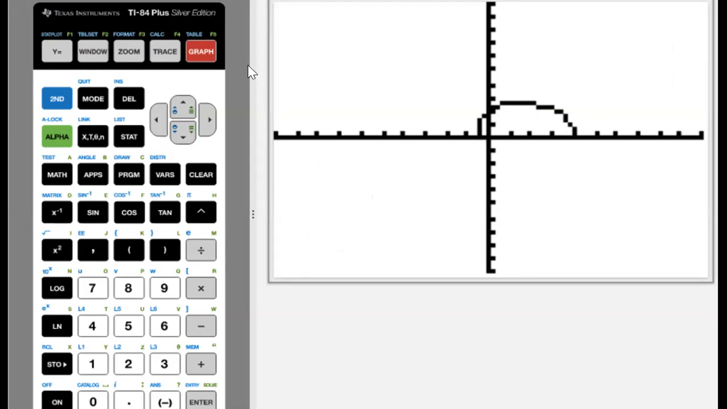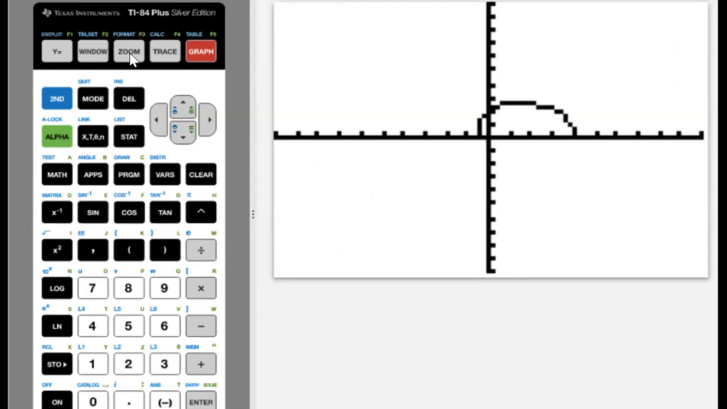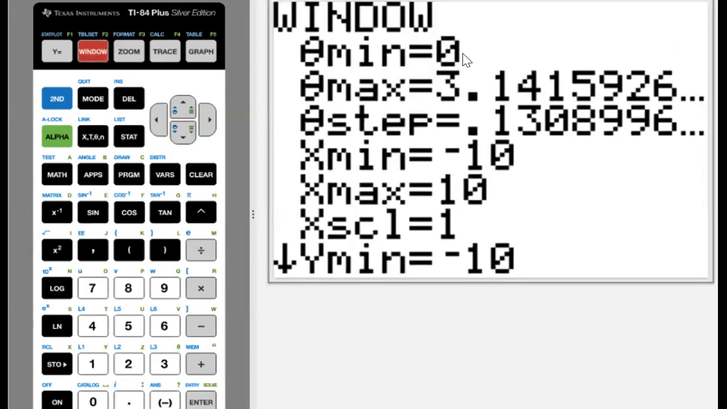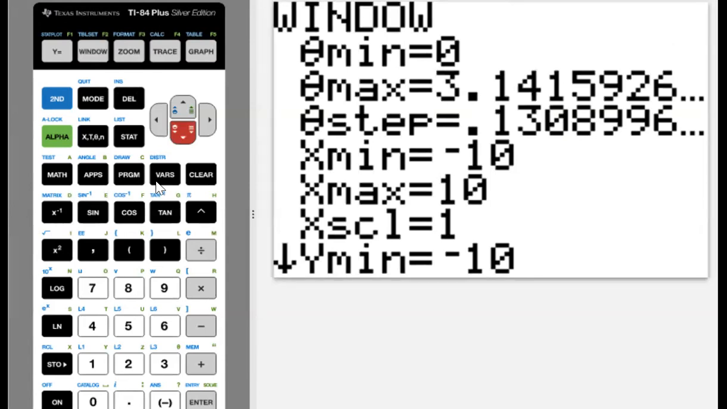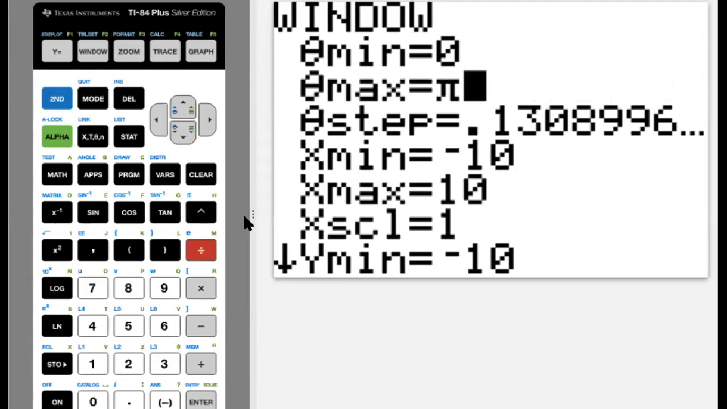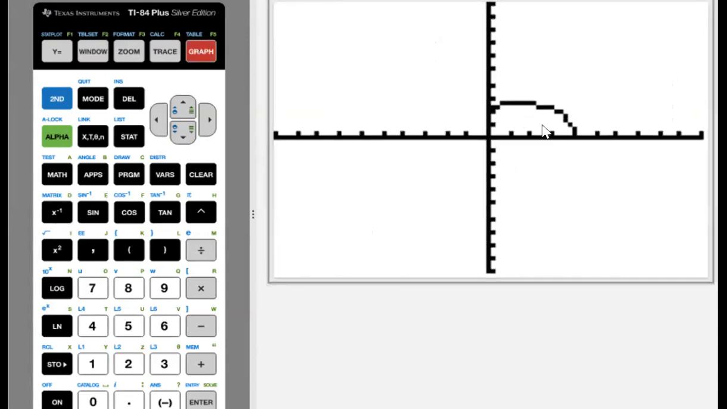How about the trajectory? Just to make sure we have the right trajectory, let's check again with the window. This time, let's put the theta max as pi over 2. So click on the second, and then the caret to get pi and divide it by 2. Let's see what the portion of the graph is going to be. Okay, so the trajectory is in the counterclockwise direction.